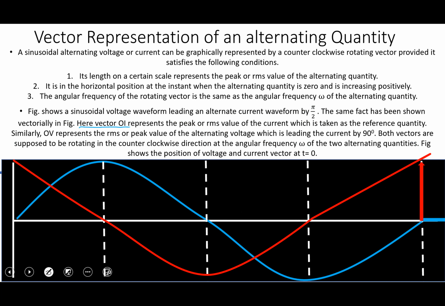Here, OI represents the peak or RMS value, or we can say root mean square value, of the current, which is taken as a reference quantity. Similarly, OV represents the RMS or peak value of the alternating voltage, which is leading the current by 90 degrees. Both vectors are supposed to be rotating in a counterclockwise direction, at the angular frequency omega of the two alternating quantities. The figure shows the position of the voltage and current vectors at t equal to 0.